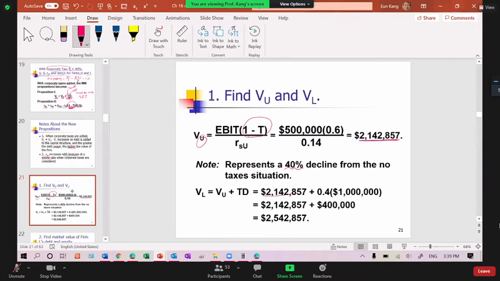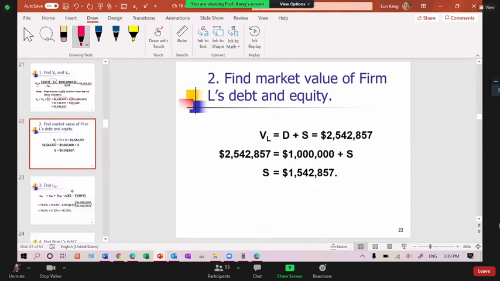So that is this VU plus TD. T is 40% and D is 1 million. So you add 400,000. So VL is 2,542,857. Okay, VL is greater than VU, right? Then we can just calculate the D and S separately. Total value is 2,542,857, but D is 1 million, so S has to be 1,542,857. So 2,542,857 minus 1 million, 1,542,857.